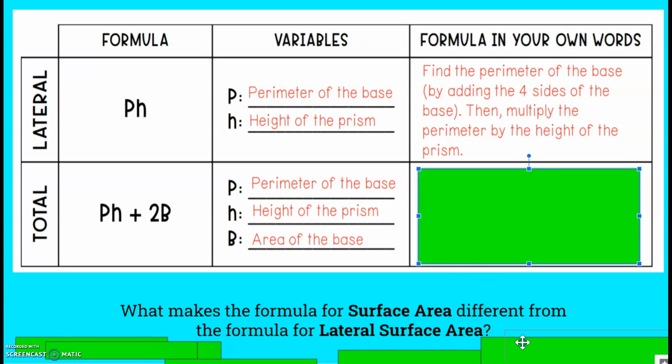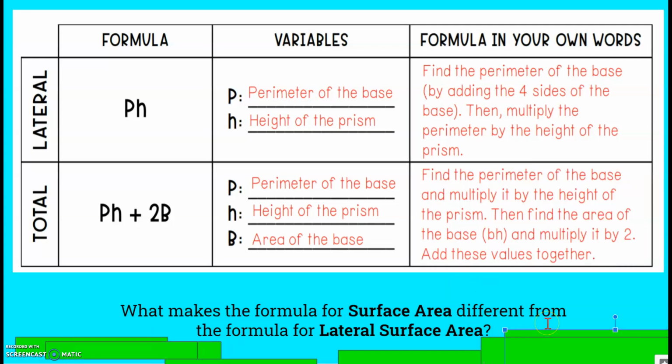So a way that you could say that you do this: you find the perimeter of the base, you multiply it by the height of the prism. Then you find the area of the base, which is base times height, and multiply it by 2. And you add these all together. Now, why do I multiply it by 2? Well, a rectangular prism has two bases.